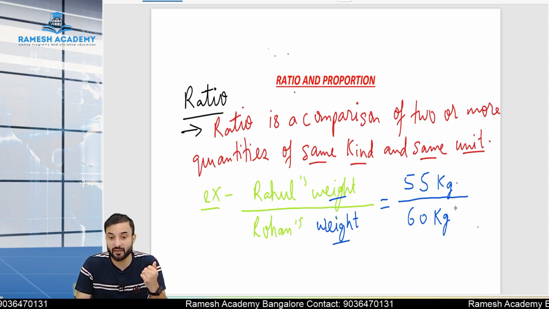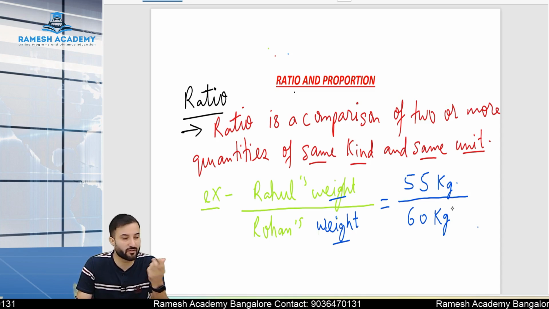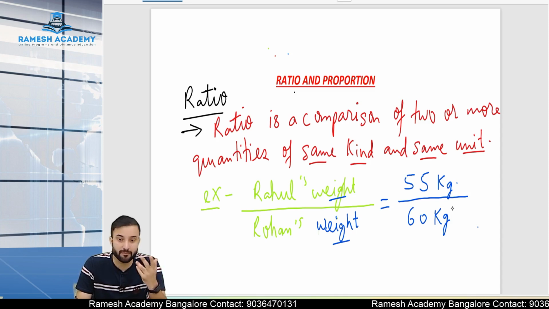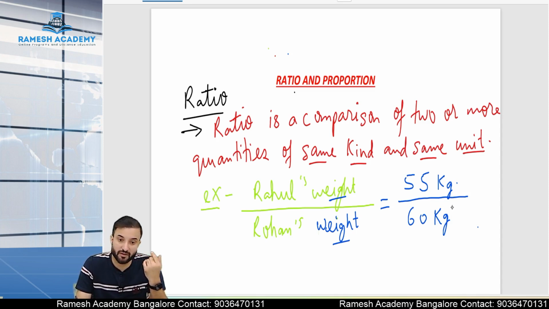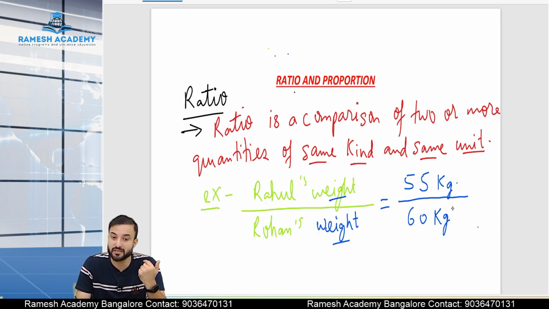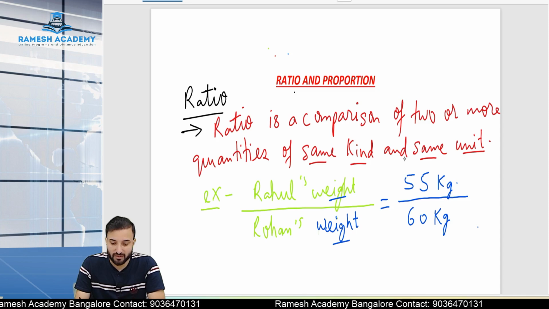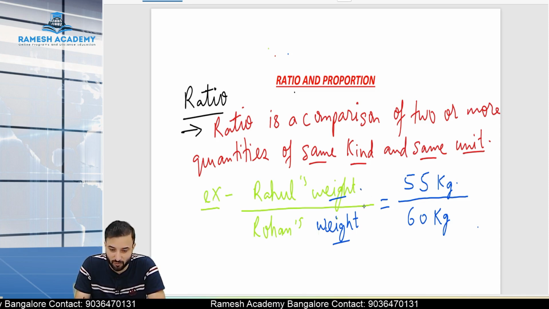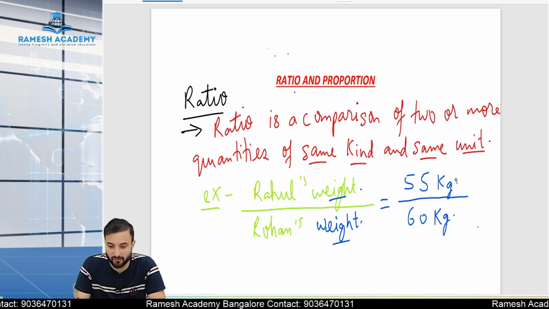If you are comparing height, it is the same. If they are written in centimeters, we compare in centimeters. If they are written in meters, we compare in meters. If they are written in inches, we compare in inches. That is the meaning of same kind and same unit. Same kind means both quantities should be the same kind, and same unit means both units should be the same.